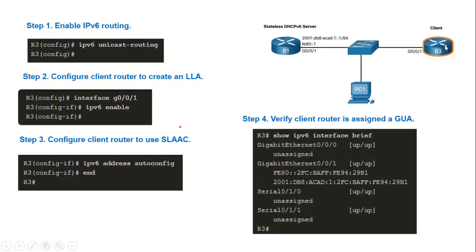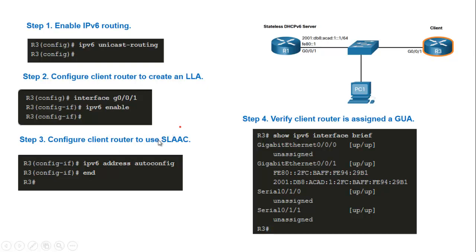Here again is the topology, but right now we are going to configure R3 to be the client, and R3 will request from R1 to get an IP version 6 address. First, enable IP version 6 routing, IP version 6 unicast routing. Configure the client router to create a link local address. So here, when we do interface G0/0/1 and IP version 6 enable, it will create a link local address within the same subnet as this interface here.